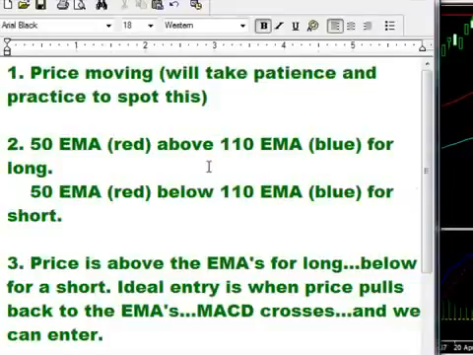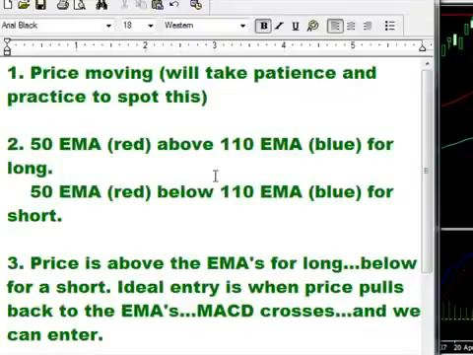We can see that pretty easily in the range charts. So we want to make sure that there's some real sine wave action, up and down, before we even consider a trade. And this will take a bit of patience and practice to spot, but it's very, very important.